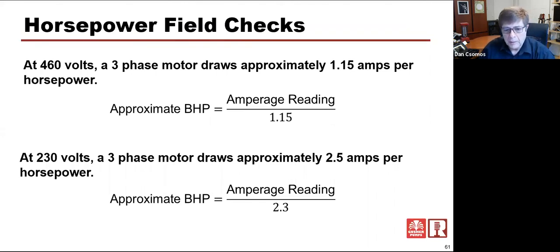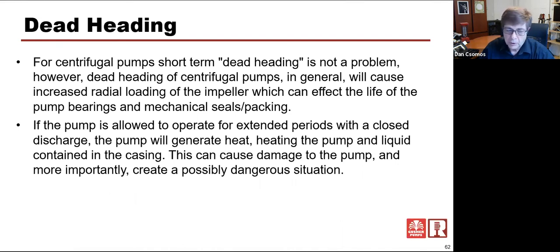So if we're at 230 volts down at the bottom here, it's about 2.3 amps per brake horsepower. So hopefully this will help you cross-reference back to a curve when you do some testing or failure analysis or whatever it may be.